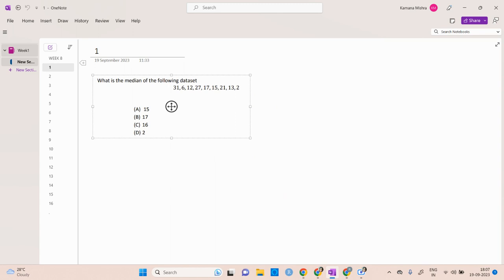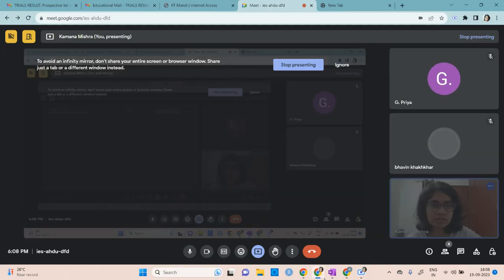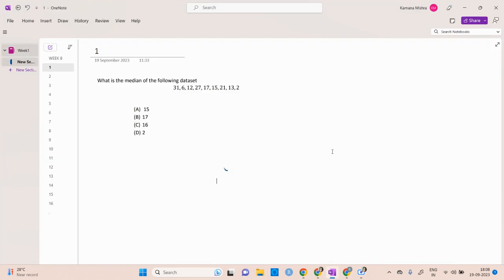So we will start from the first question. The first question is: what is the median of the following data set? Let's say this is the data set. To find the median, what do we need to do firstly? Does anybody know? To find the mean or the mode, it is not required, but to find the median, it is required to sort the data first. If the data is not sorted, then we cannot find the median.